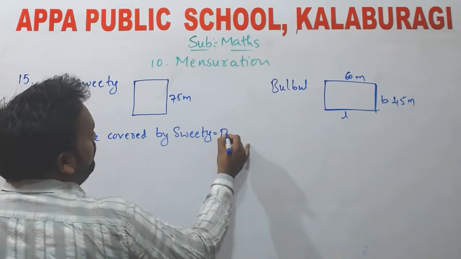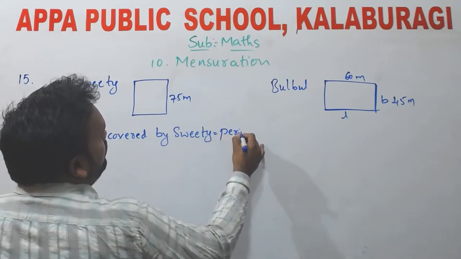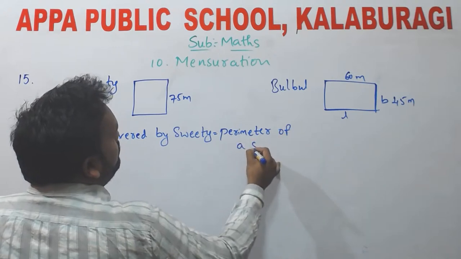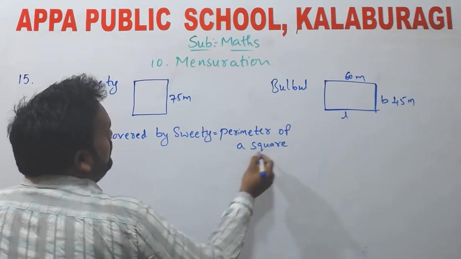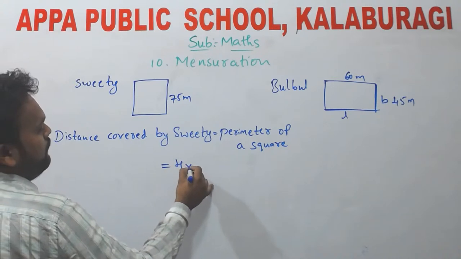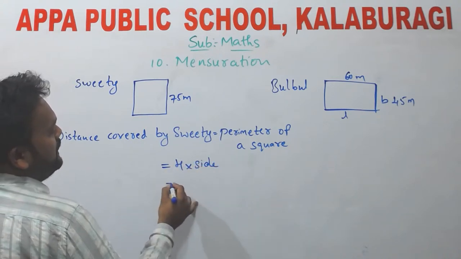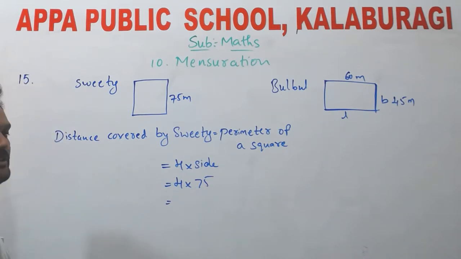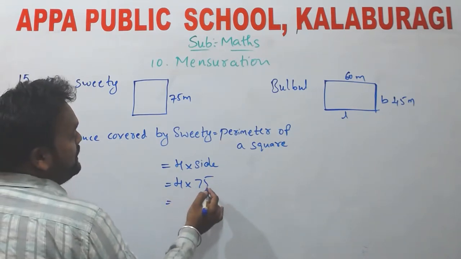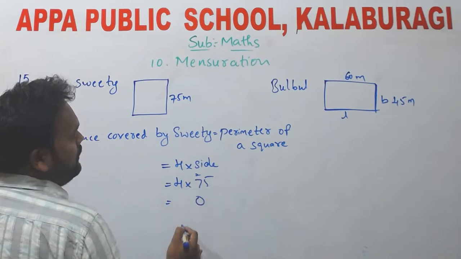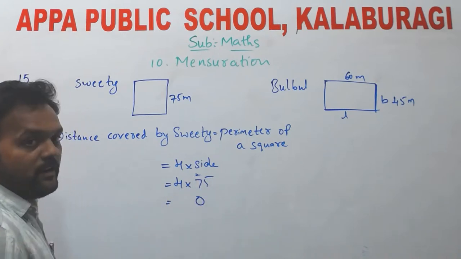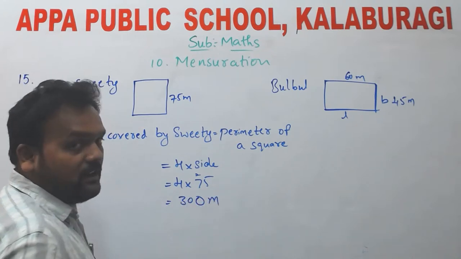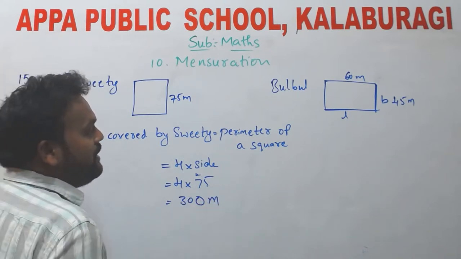That is equal to the perimeter of a square. You know the perimeter of a square formula: 4 into side. They give the side value, how much? 4 into 75. How much is 4 into 75? 4 times 5 is 20, carry 2, 0 here. 4 times 7 is 28, plus 2, that is 300. They give units in meters, so you should write 300 meter.